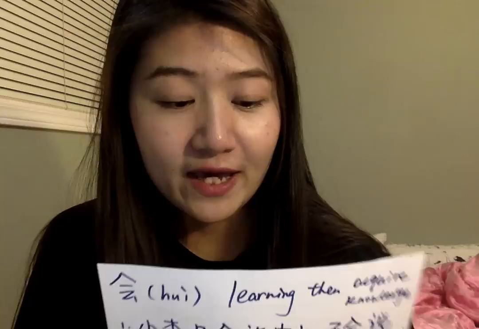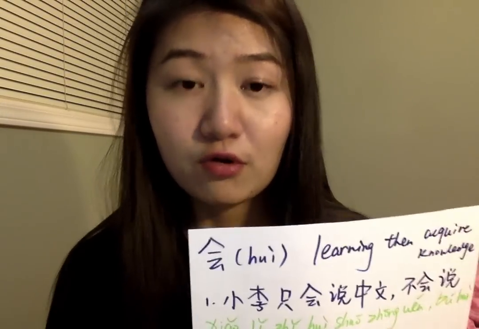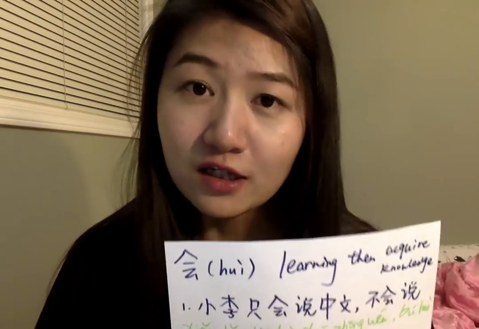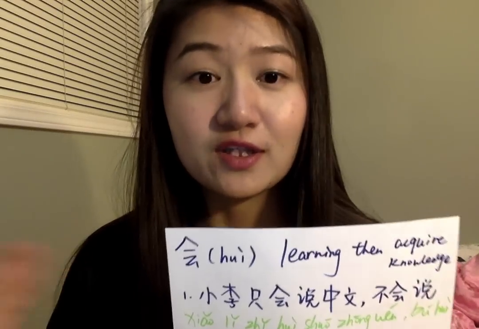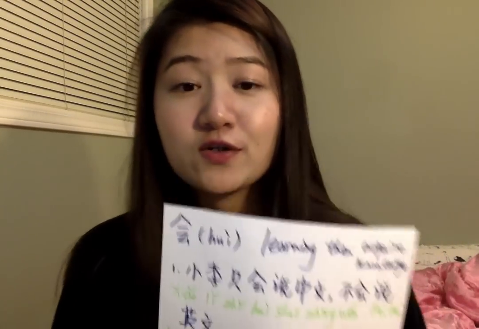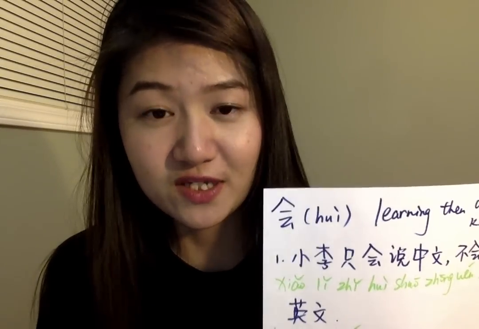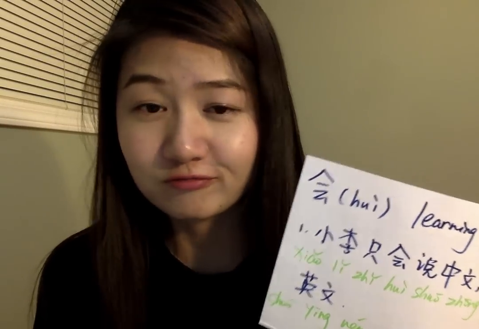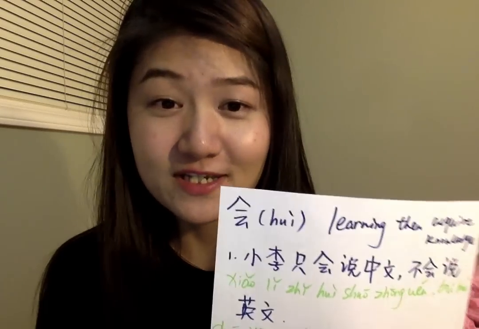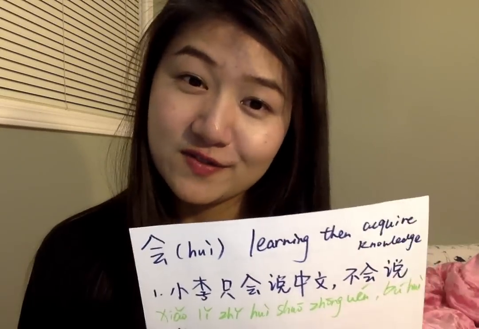So here, 会 means you learn something, and now you know something, so you acquire some skill, some knowledge, then you can do something. So it's a process, you learn something, then you can, 你会. Make sense? Because 小李 learned Chinese, he can speak Chinese, but maybe he didn't learn English, so he doesn't know how to speak English. Make sense? 会. So learning something and acquiring knowledge, then you can do something, you have some skills.